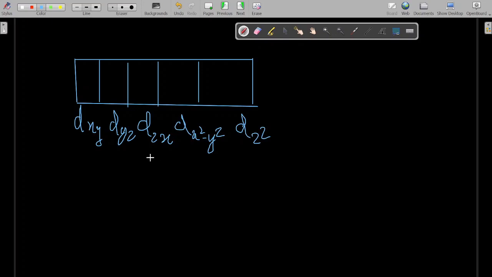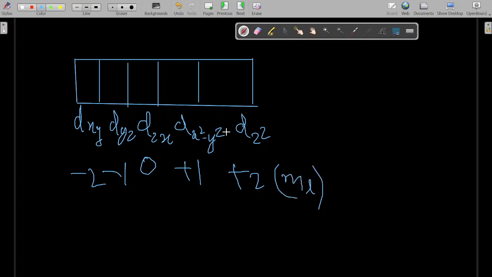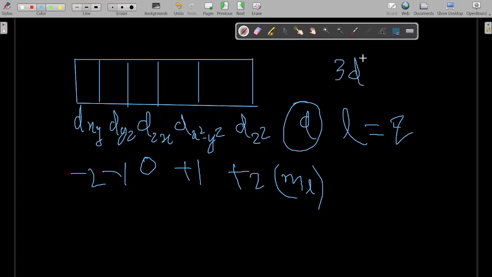So we have this is 0, this is plus 1, this is plus 2, this is minus 1, this is minus 2. This is your ml values. And as the subshell is d, the value of l: for s we have l equal to 0, for p we have l equal to 1, so for d we will have l equal to 2. And suppose we are talking about the 3d subshell, then what is the value of n? n is equal to 3.